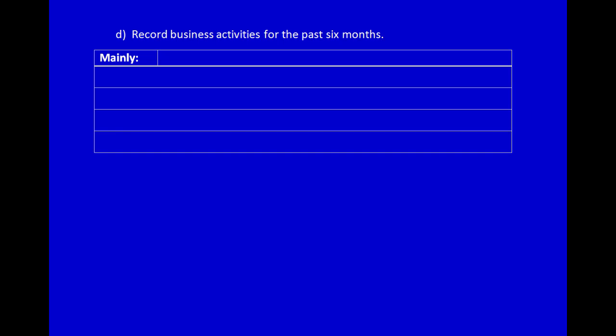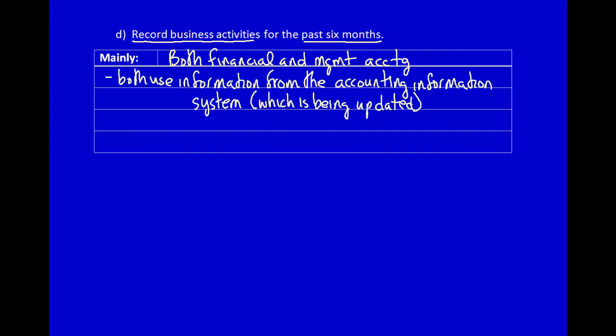We're now moving on to D. Record the business activities for the past 6 months. Remember, language indicates answers. From these words, you might think that this is just financial accounting because of the words past 6 months. So we are recording history. However, we know that both financial and management accounting use the output from any accounting information system, and it's clear that we're recording this information into the accounting information system. This is actually referencing both financial and management accounting.